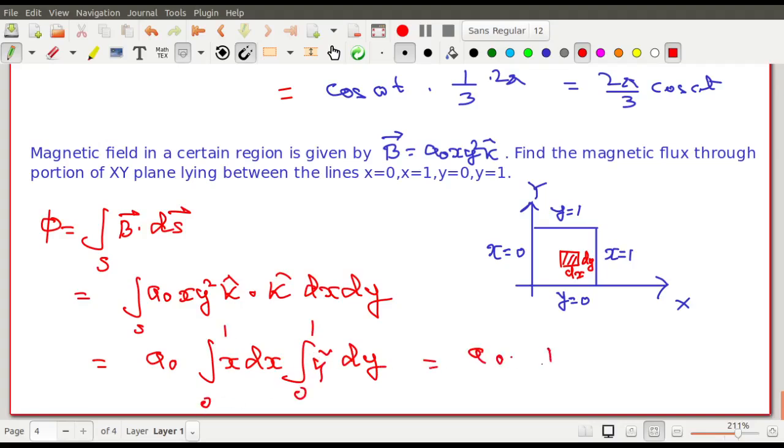So it is A0, this is half, and this is 1/3. So the simple answer is A0 by 6. So that's a very simple problem what I needed to show to you. So দেখিয়ে দিলাম এই প্রবলেমটা. So that is how I have shown you this type of example. Okay, fine.